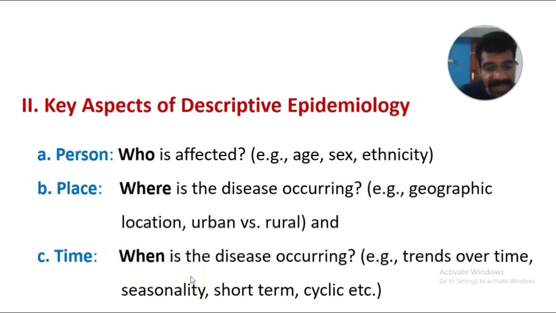Then time: when is the disease actually occurring, throughout the period, or are there any trends over time, or seasonality, that may be seen in the summer season, winter season, rainy season, etc. And whether it is a short-term disease or a long-term disease that lasts for a long period in that ward or community, or whether it occurs cyclically. So these are the three aspects of descriptive epidemiology, that is person, place and time, PPT.